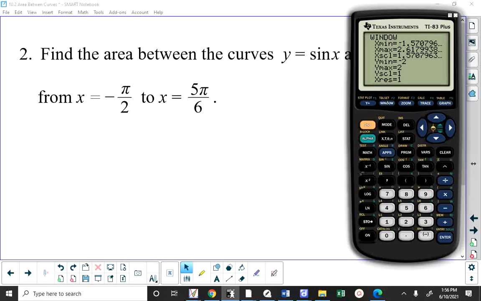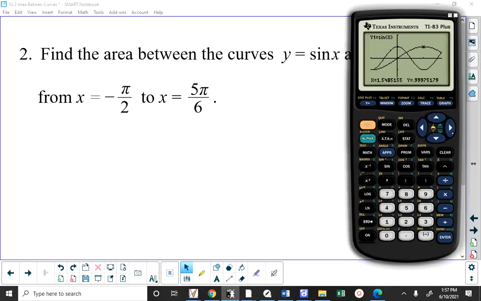Let's just confirm something here. I'm going to go trace. Well, I'm going to scroll, actually. It's just as easy. I'm going to go over to this tick and see what number it is. Yeah, that's pi over 2. Half of pi is about 1.57. So it looks like that's probably pi over 6.